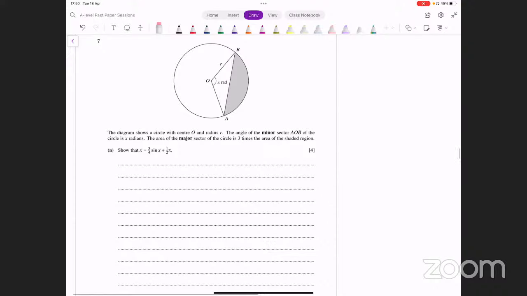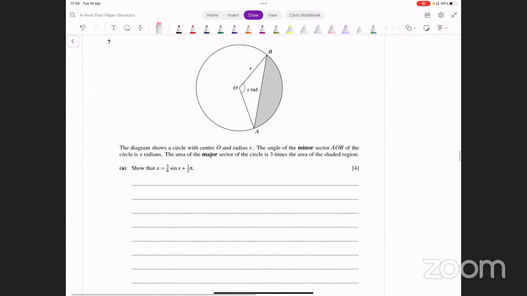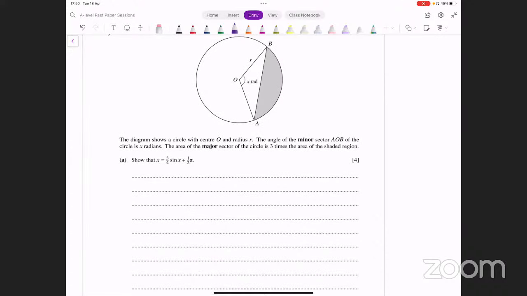Let's start with question number 7 now. So it says, the diagram shows a circle with center O and radius R. The angle of the minor sector AOB of the circle is x radians. ये आपको नजर आ रहा है यहाँ पे minor sector का radius का angle x radians है. The area of the major sector of the circle is 3 times the area of the shaded region. Okay, now that's the important part. Area of the major sector is 3 times the area of the shaded region.